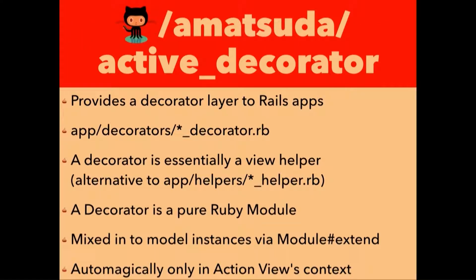This is the gem I'm going to show you, Active Decorator. This provides a decorator layer to Rails apps. The decorator is placed under the app decorators directory. It's just a pure Ruby module, and each decorator is mixed into model instances via module extend, right?